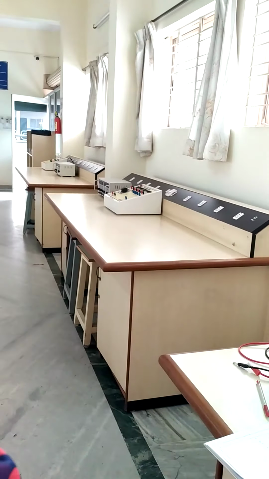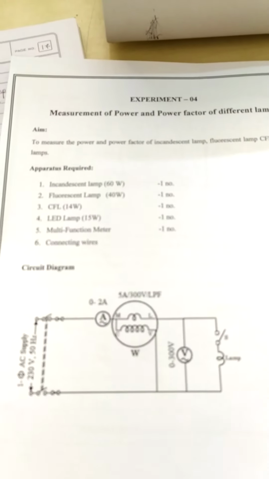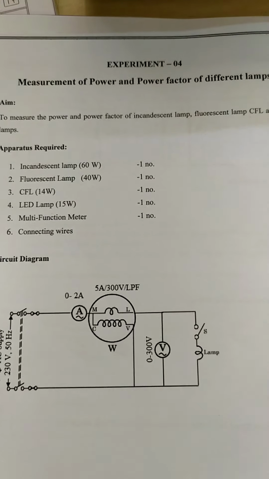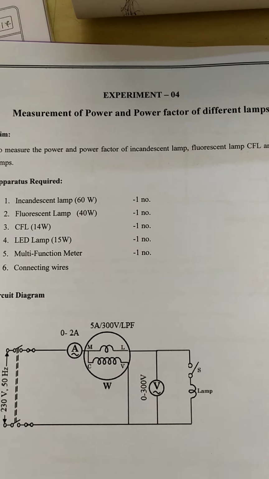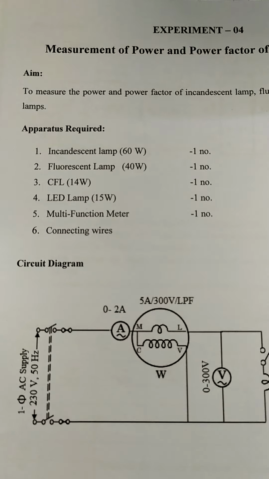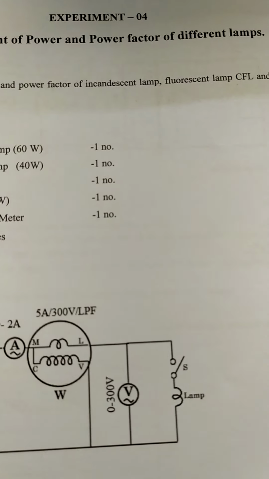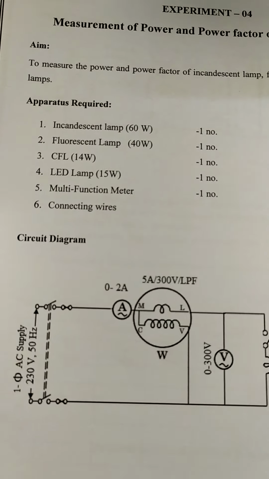I will be demonstrating the experiment power and power factor measurement of 4 types of lamps in a basic electrical engineering lab. Now this is the manual we are using. The title of the experiment is measurement of power and power factor of different lamps, and the aim of the experiment is to measure the power and power factor of incandescent lamp, fluorescent lamp, CFL and LED lamps.